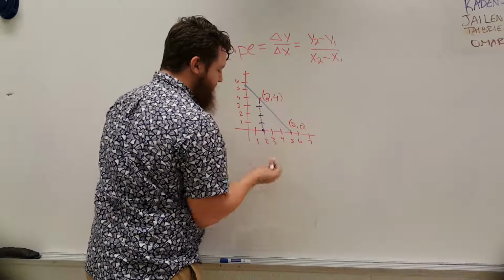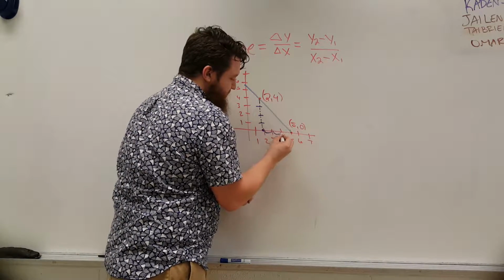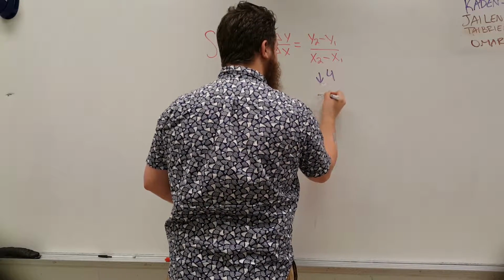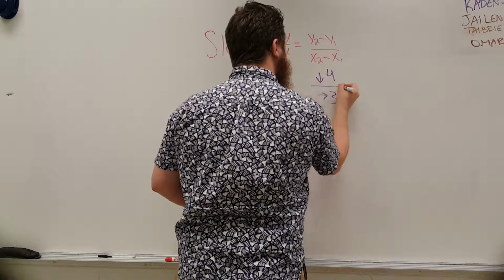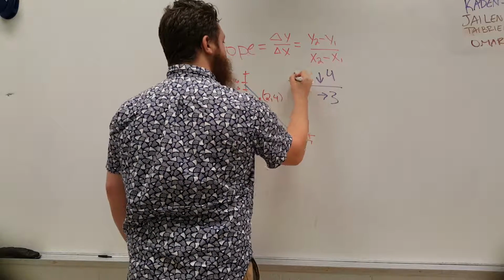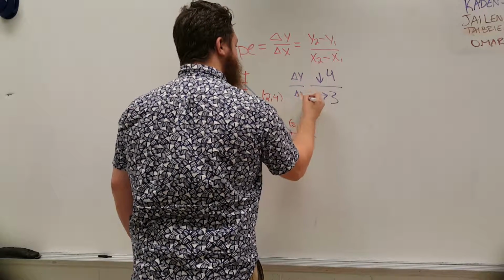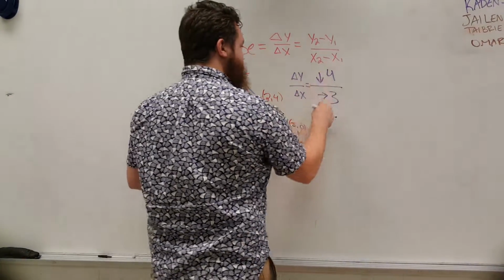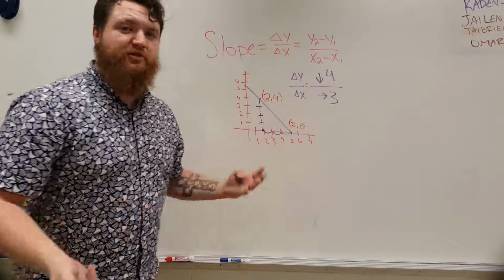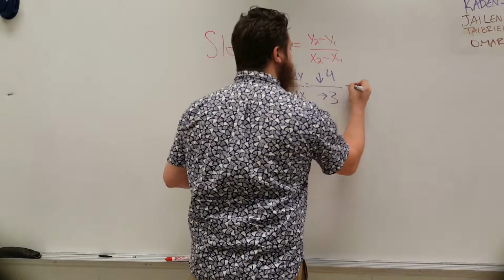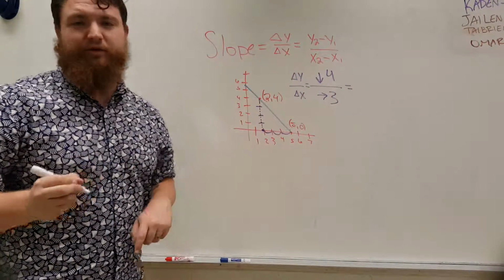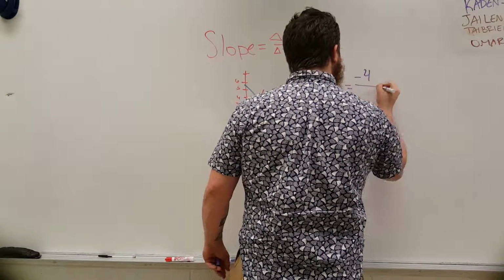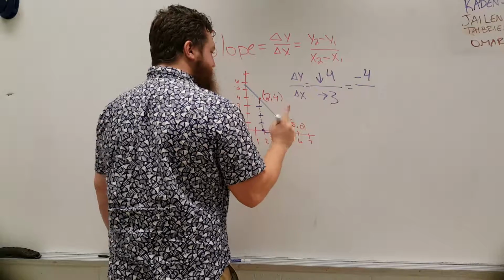And then how far do I need to go over? Well, I need to go over 1, 2, 3. So I went down 4 and I went over 3. Again, this is delta y over delta x. So now, there's no arrows in math, right? I'm going to have to turn those into something. So what do you think down 4 means? You think that means add 4 or subtract 4? Beautiful. Subtract 4. So I got negative 4 over, now this one's a little funky.